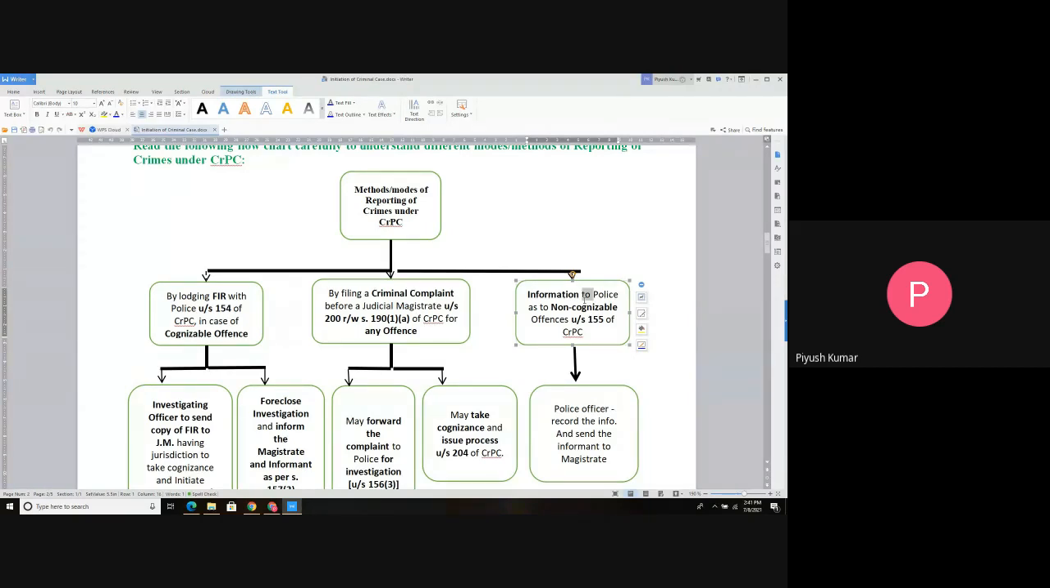अभी तो बस हम तरीके जान रहे हैं, ठीक है? And this criminal complaint can be filed without looking at whether the offense is cognizable or non-cognizable. आप ये परिवाद अपना दर्ज करा सकते हो फौजदारी का, be it a cognizable offense or a non-cognizable offense. Limitation नहीं है, ठीक है? Now the third mode of reporting a crime is quite interesting.